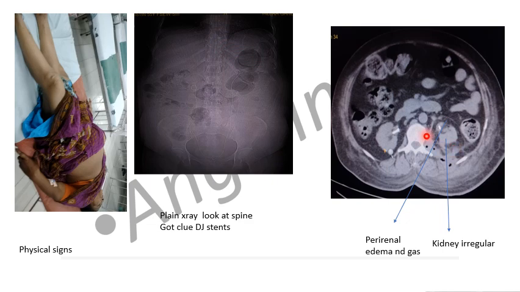Not only that, you look at the psoas, it has got air pockets. Paraspinal muscles have got air pockets. This is the bowel. Don't worry about it. So you know there is a serious problem here. In fact, we lost this patient because of septicemia.